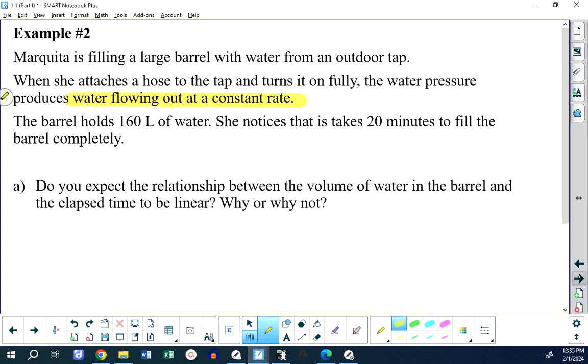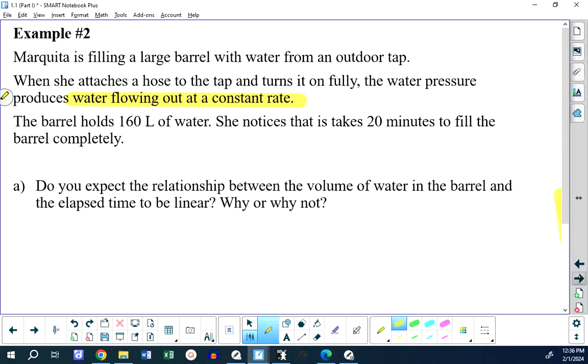So the barrel holds 160 liters of water, and I'm going to ask you to do me a favor and just read the numbers in your question and make sure they match up here, because I changed this in your note package this year, and I think I changed it here. I want to make sure. So it's 160 liters, and it's 20 minutes? Okay, we're good to go. So it takes 20 minutes to fill the barrel. Do you expect the relationship between volume in the barrel and the time elapsed to be linear?